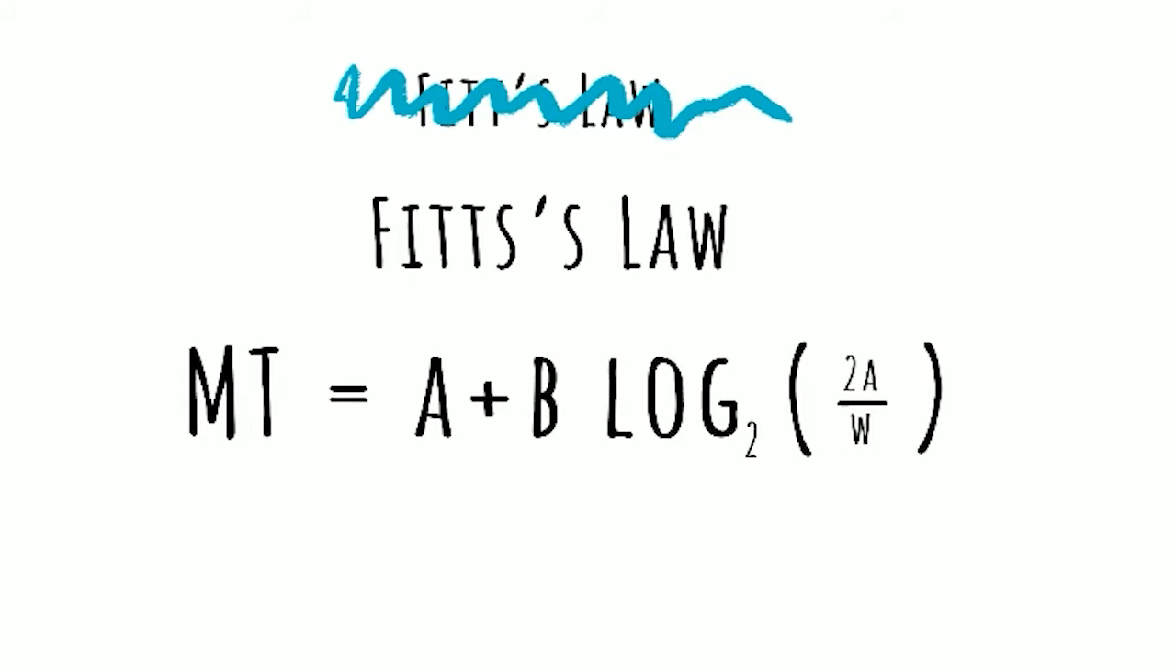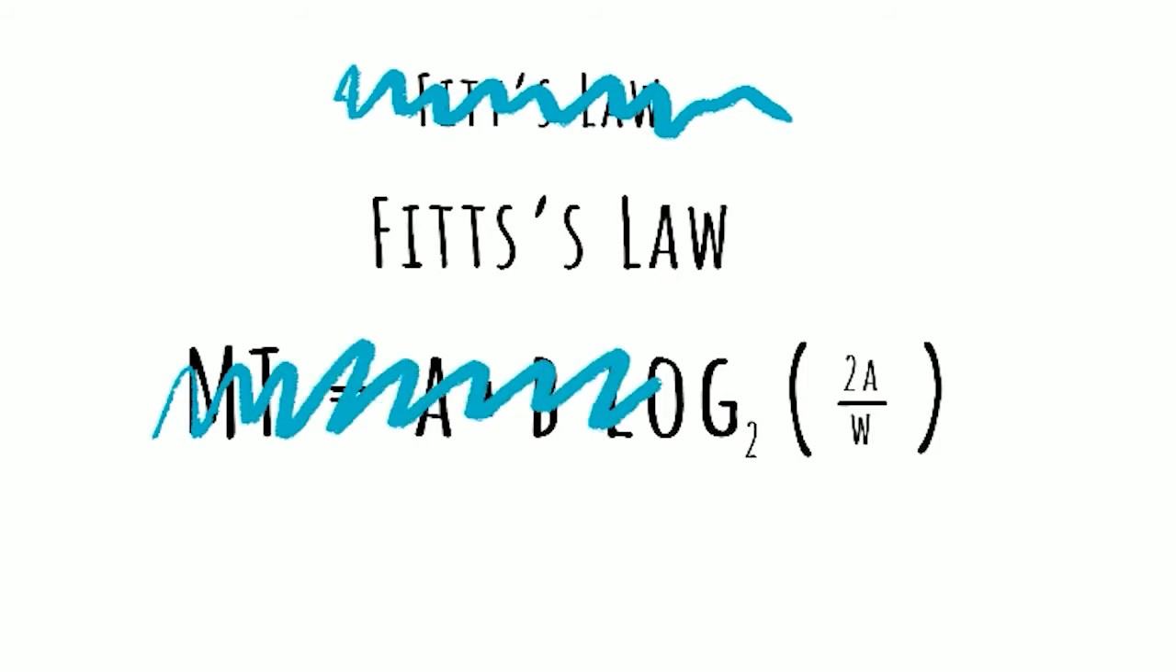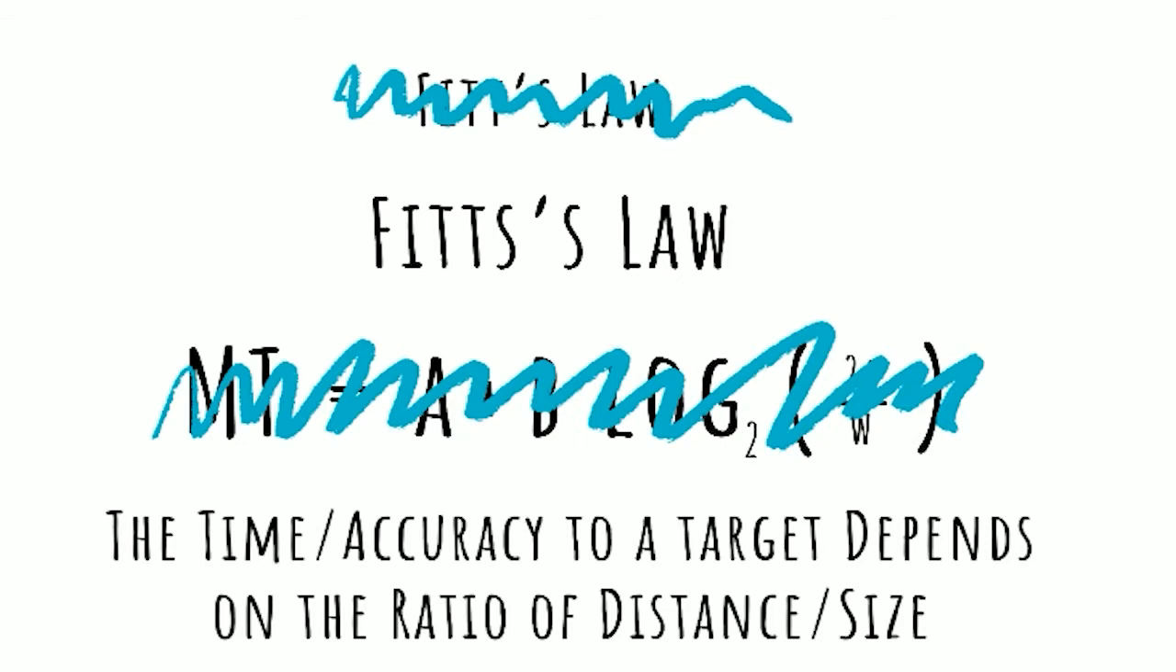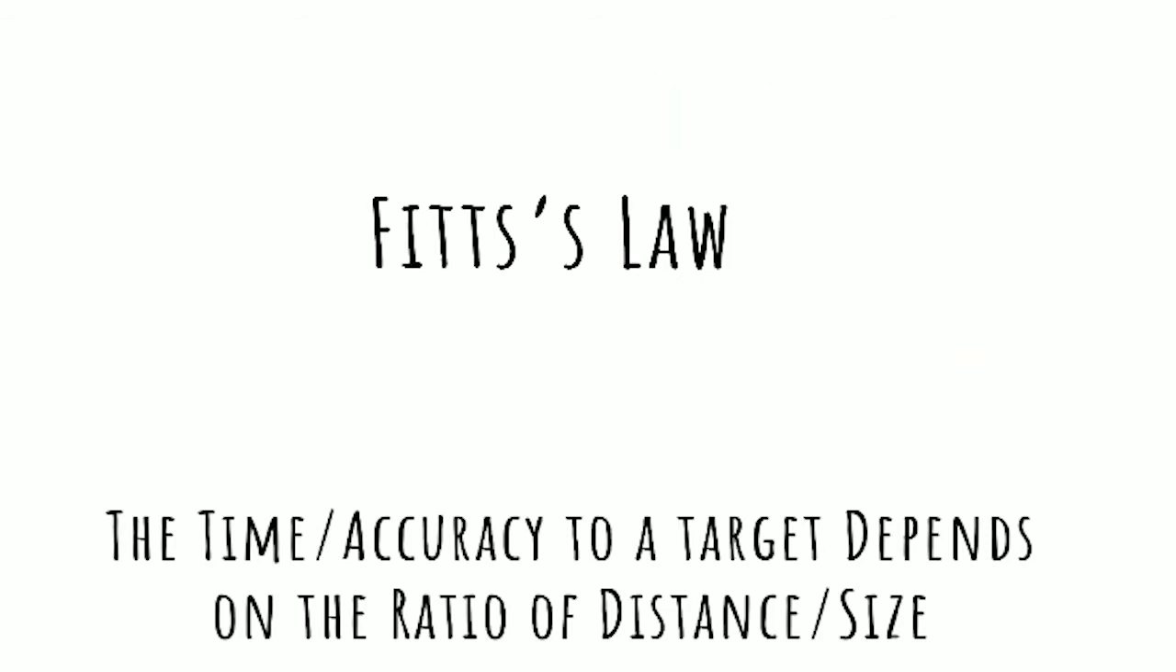The equation isn't so much important. What we really care about is this definition: the time and or accuracy to a target depends on the ratio of its distance and size. This is very apparent in games, and it's used as a challenge, where clicking on small things that are far away is more difficult than clicking on large things that are very, very close to you. It's used all the time in any kind of interactive game, especially mobile games.